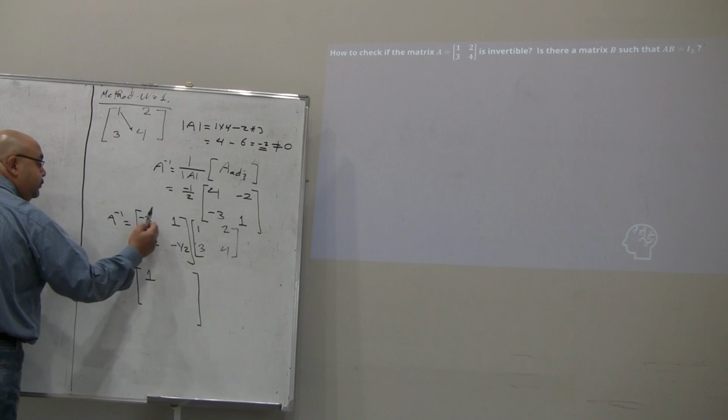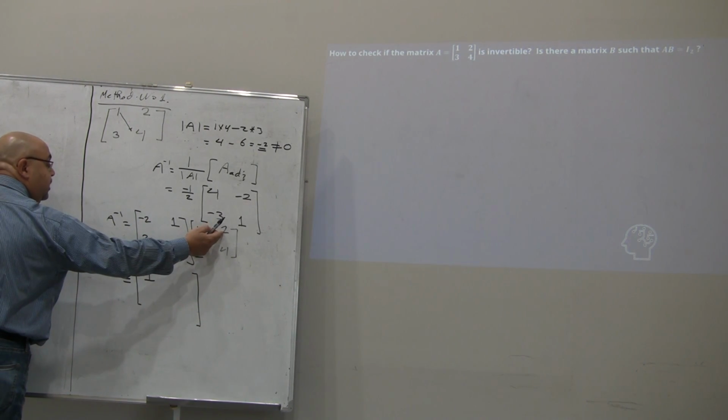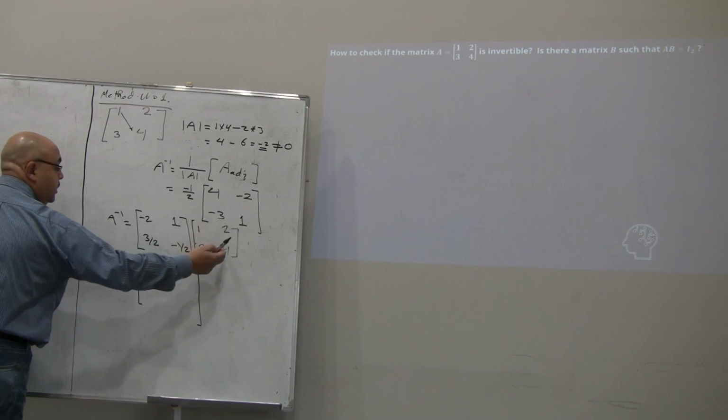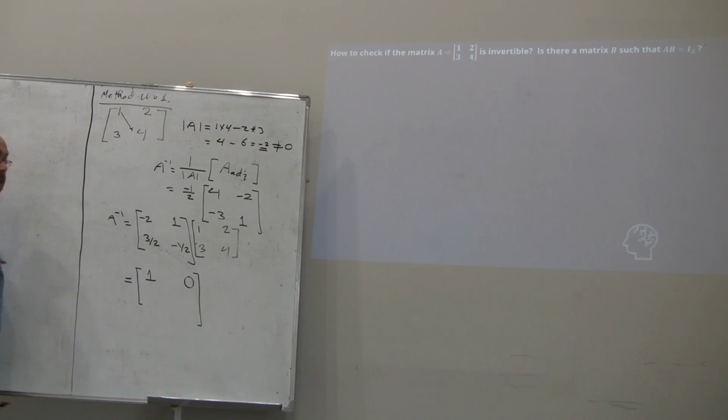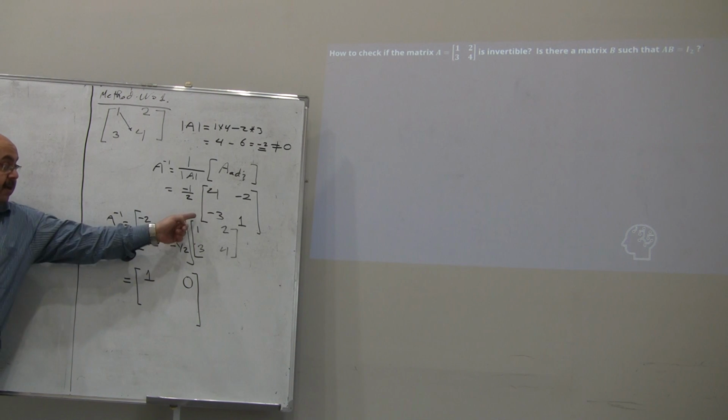Once more, negative 2 times half, it's gonna be negative 4. Plus 1 times 4, the result will be 0. How? We are multiplying the row by the column.